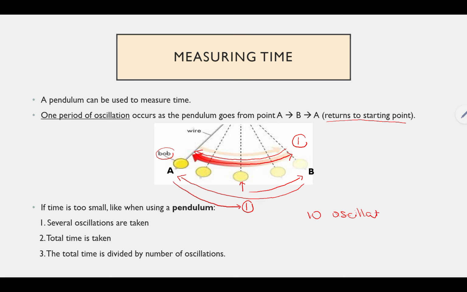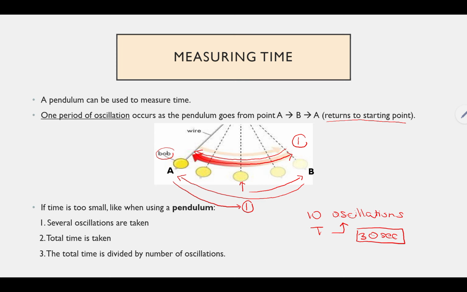And then what I'm going to do is take the time it took for those 10 oscillations. Let's say it took 30 seconds to do the 10 oscillations. And then I'll divide the total time by the number of oscillations.